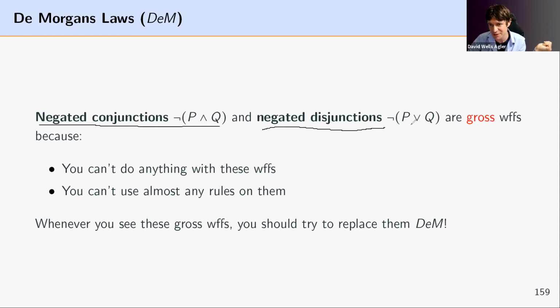And the reason they're so gross and repulsive is because you cannot do anything with them. You can't apply conjunction elimination on this negated conjunction because it's not a conjunction, it's a negated conjunction. You also cannot apply, let's say, disjunction elimination or disjunctive syllogism on this negated disjunction because it's not a disjunction, it is a negated disjunction. So these formulas are gross because you can't actually apply any rules to them.